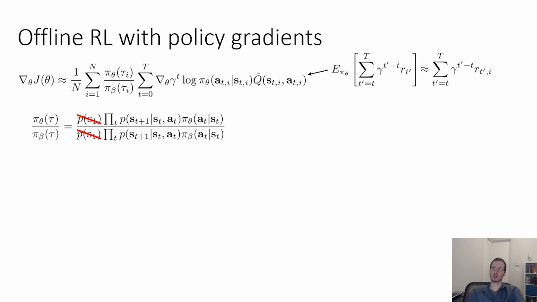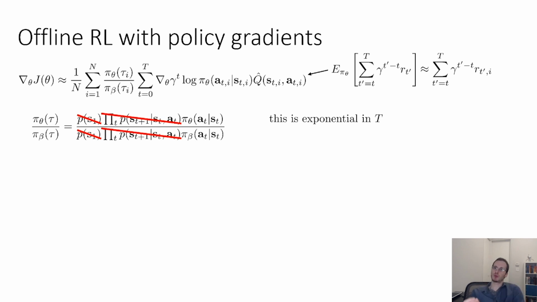So that means that the initial state probabilities and the transition probabilities cancel out, which is very good news for us because we don't know what they are. We do need to know what pi beta is. You can't use importance sampling if you don't know what pi beta is, but as long as you know what it is, then you can calculate these importance weights.